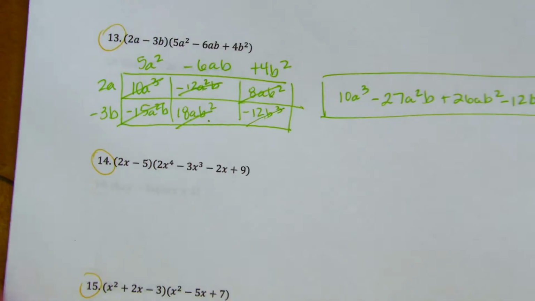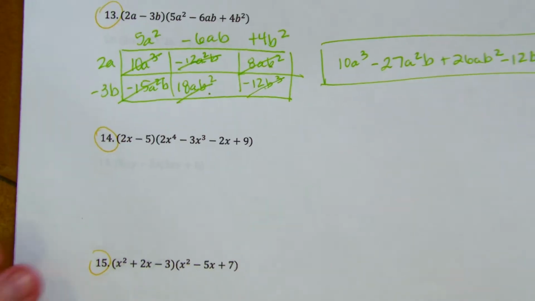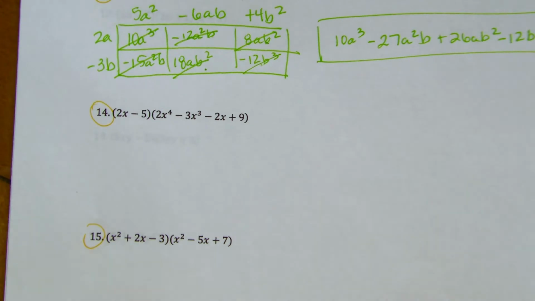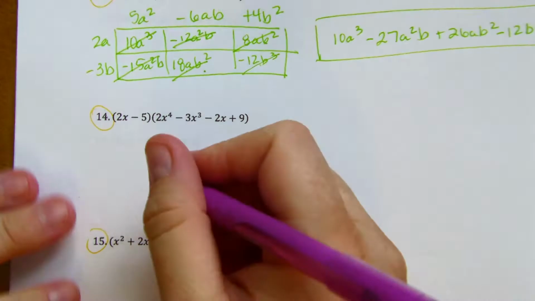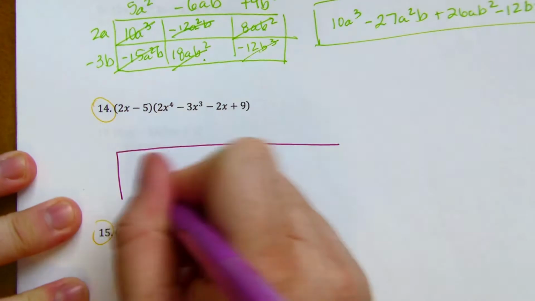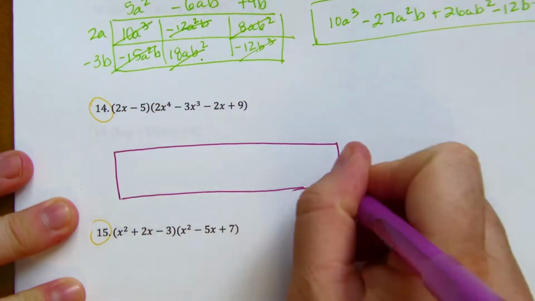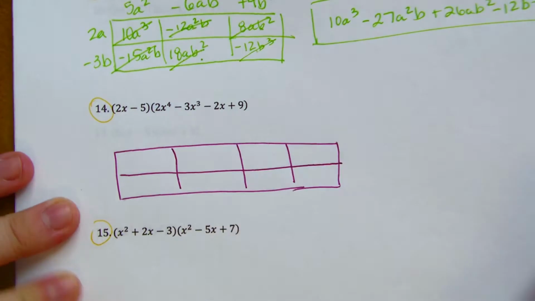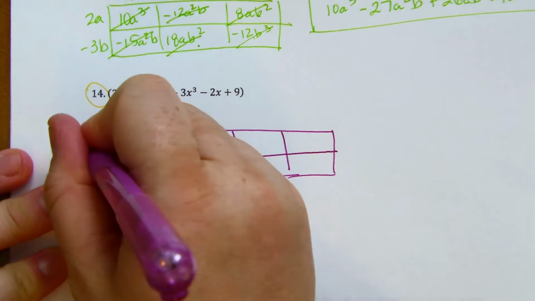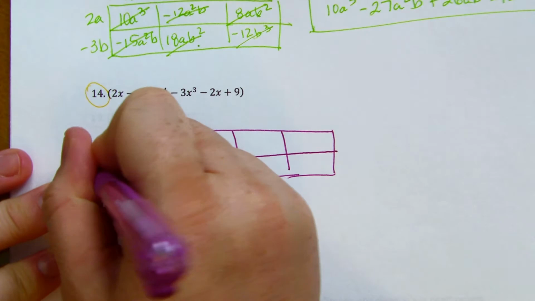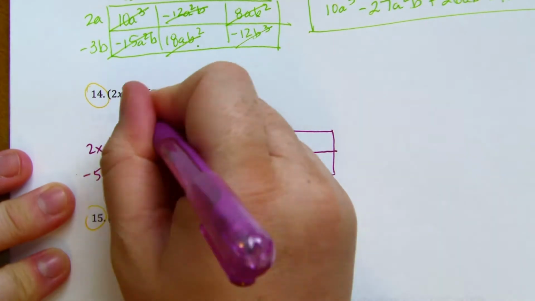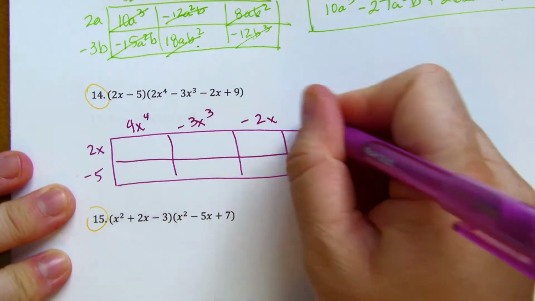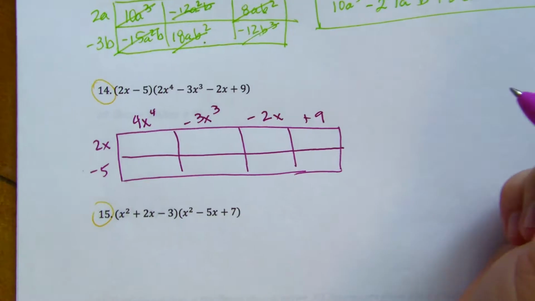Okay, now the next one is really similar, but instead of a 2 by 3, we have a 2 by 4. So my box is going to become a 2 by 4 box. And I always recommend spreading things out as much as you can so that things aren't all squished together. So I have 2x minus 5, and then I have 4x to the 4th minus 3x cubed minus 2x plus 9. And now I'm just multiplying.